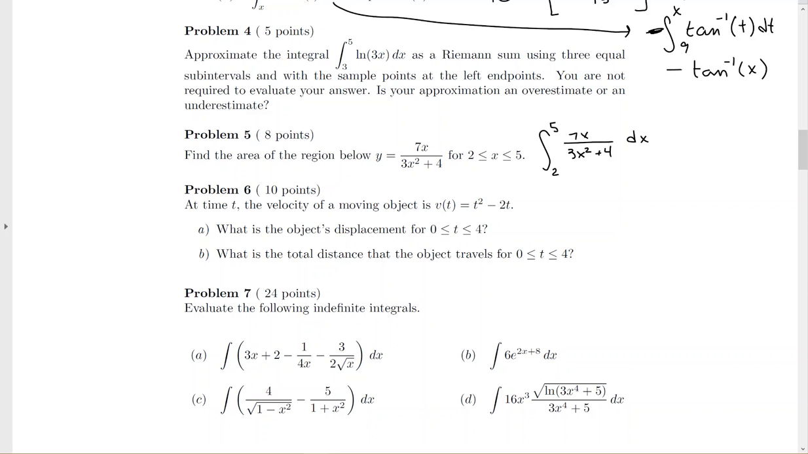All right, so again, you can see this is an 8-point problem, which means you're going to have to do a little bit of work. In this case, in order for you to integrate this, you're going to have to do a u substitution of some sort. And notice where the degree is bigger is on the bottom. So that's generally the thing that you want to do the u substitution for.